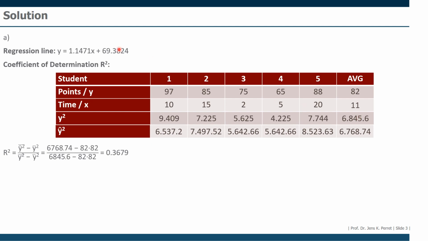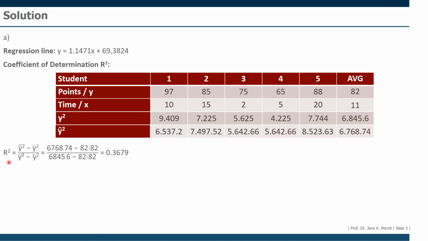Once we have these values, we can use the standard formula for the r squared, which is just the average of y hat squared, so here it's 6,768, minus the average of y squared, so 82 squared, and all of this divided by the average of y squared, that's the 6,845 something, again minus the average of y squared, the 82 squared. If I calculate this, I will get 0.3679. Well, that's the r squared.